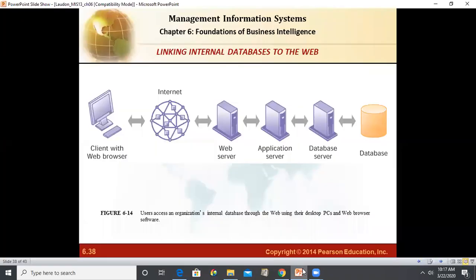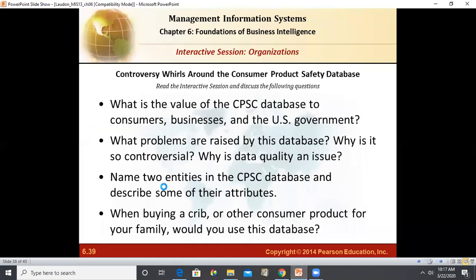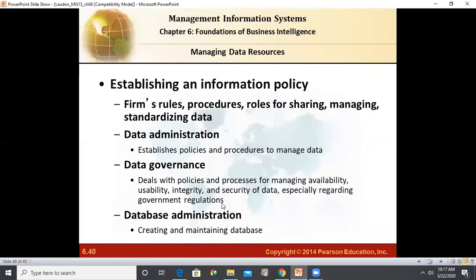Let's go now. We're about to the last topic, establishing an information policy, so managing our data resources. Establishing an information policy is usually just a set of the firm's rules, procedures, and roles for sharing, managing, and standardizing data.